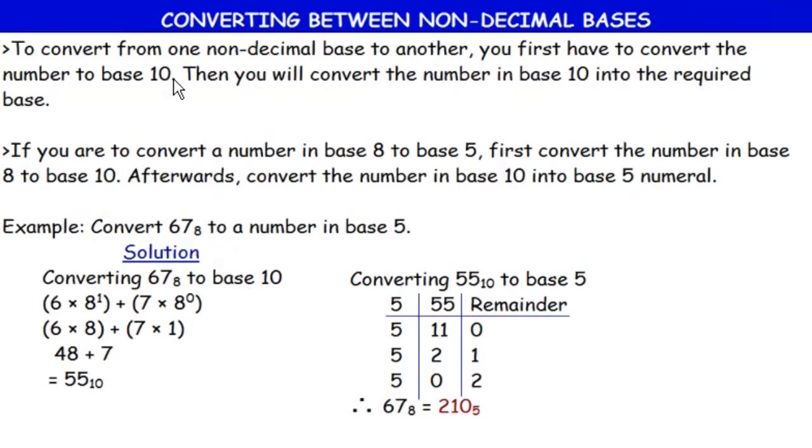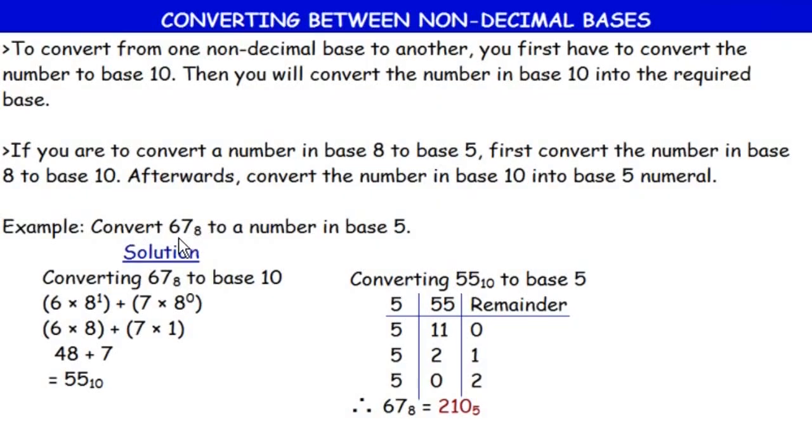First of all, you convert the non-decimal base number, you first convert it to base 10. Then you convert the number in base 10 to the required base. So assuming you have to convert a number in base 8 to base 5, since you can't straight away do that, you first convert the number in base 8 to base 10, and then subsequently you convert the converted number in base 10 to base 5. So let's take a look at this example.